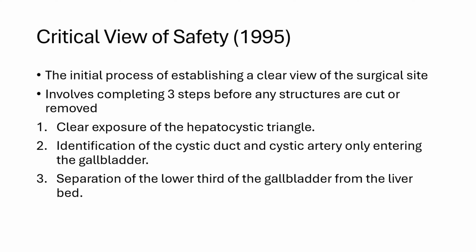The first thing you need to do is clear out the hepatocystic triangle from all fatty or fibrous tissue. Then you need to identify 2 distinct structures entering into the gallbladder, which are going to be the cystic duct and the cystic artery. Then you need to separate the gallbladder from the gallbladder bed of the liver, the lower third of the gallbladder from that gallbladder fossa of the liver.